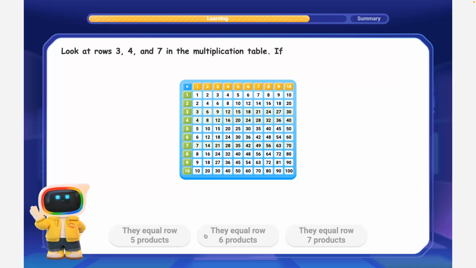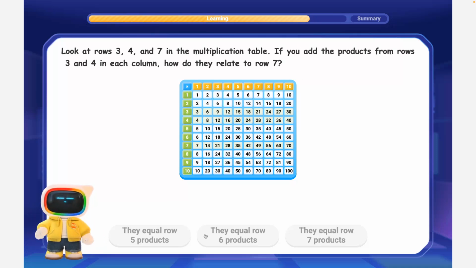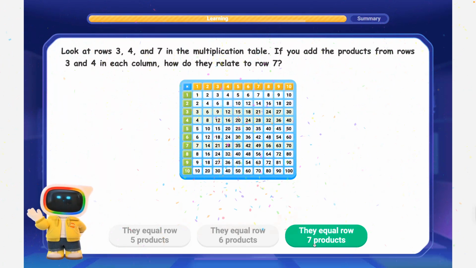Look at rows 3, 4, and 7 in the multiplication table. If you add the products from rows 3 and 4 in each column, how do they relate to row 7? Excellent observation. Adding the products from rows 3 and 4 equals the products in row 7 for each column. For example, 3 times 4 plus 4 times 4 equals 12 plus 16 equals 28, which equals 7 times 4 equals 28. This shows the distributive property: 3 plus 4 times 4 equals 3 times 4 plus 4 times 4.